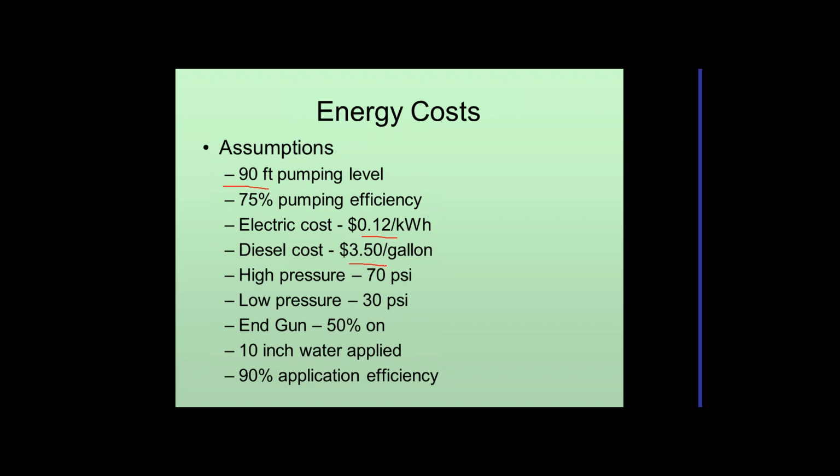This is done on $3.50 diesel, which was a year ago, not this year maybe, but a year ago. High pressure is 70 psi at the center pivot versus 30 psi. And we're going to have the end gun on 50% of the time. We're going to apply 10 inches of water with a 90% application rate. So those are my assumptions.